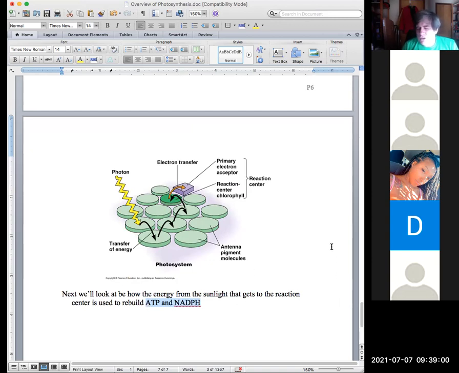So are there any questions so far about photosynthesis? Okay, we're going to stop screen sharing for a moment.